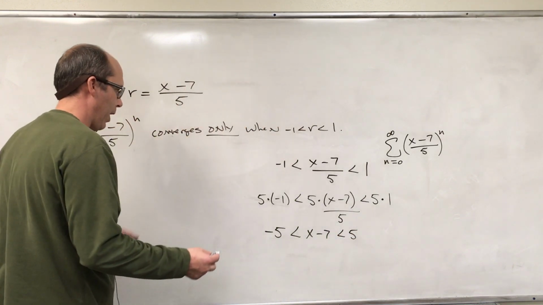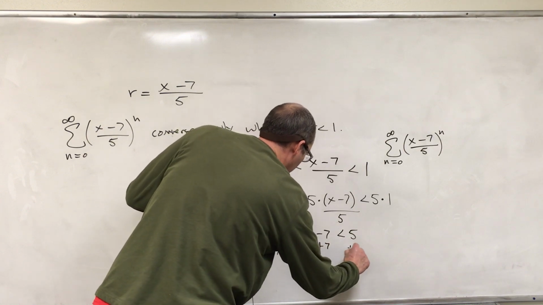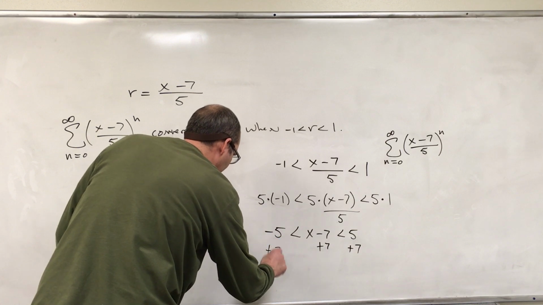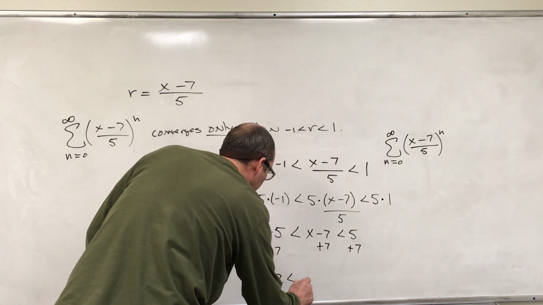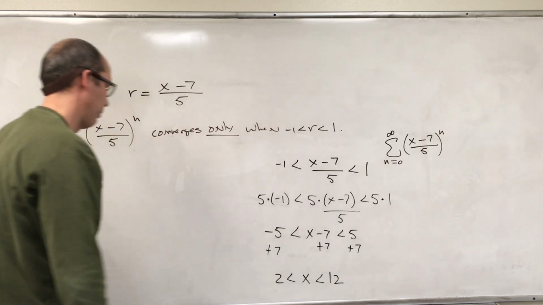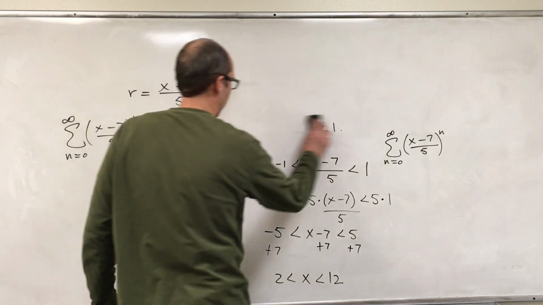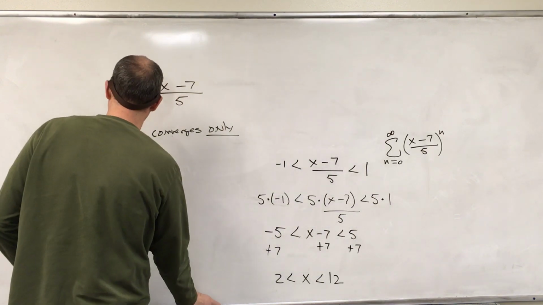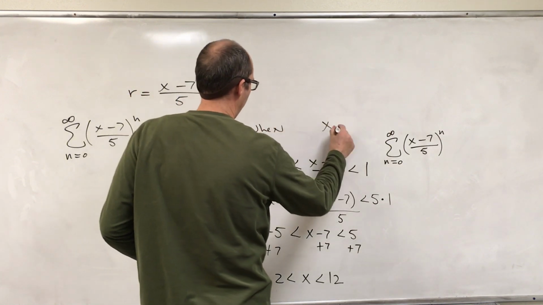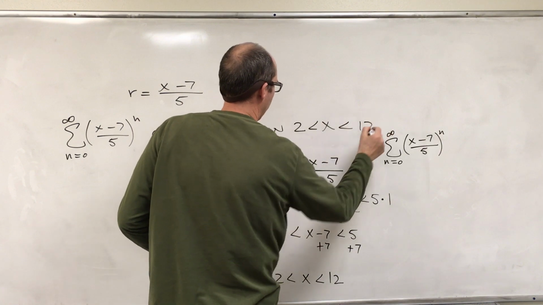5. Okay, now we'll add 7 to both sides, or all sides. Okay, so 7 minus 5 is 2, and 7 plus 5 is 12. Okay. So this thing converges only when x is between 2 and 12.